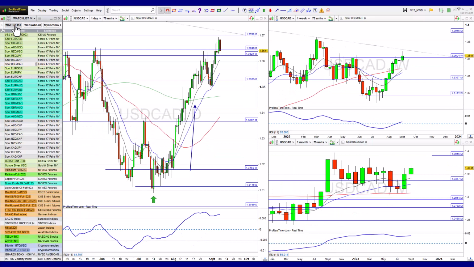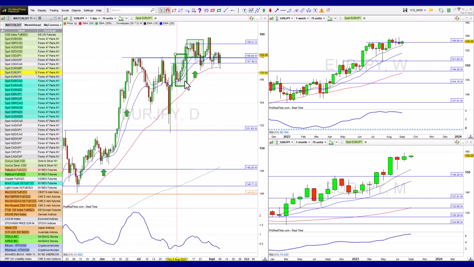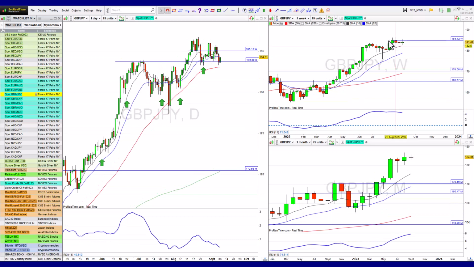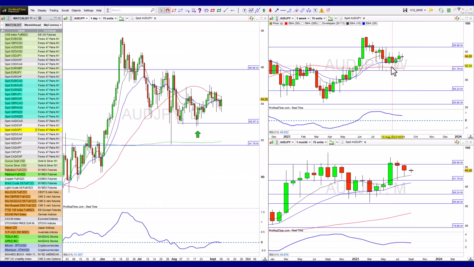Okay, so when I go across to some of the other cross pairs and have a look at those, let's see how the yen crosses are doing. They're still battling with support in this area. You can see the weekly looking a little bit exhausted there. Pound yen battling here as well. Aussie yen also battling in this area. So it's one of those that's in a consolidation, and I would wait for a breakout to the upside or the downside to then determine what is going to happen next.